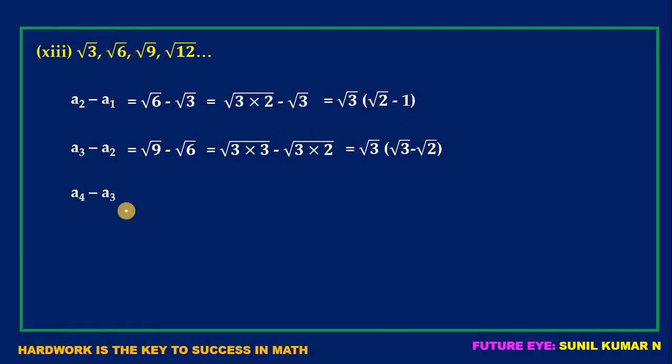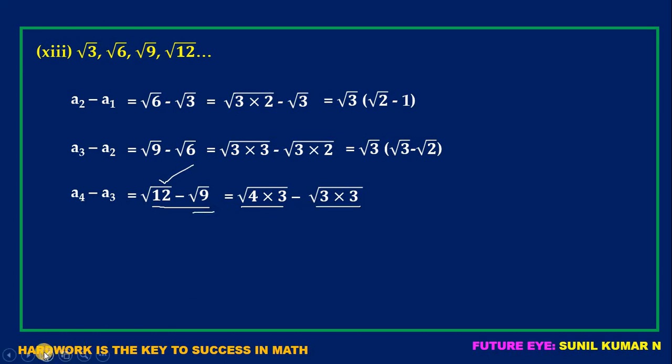Next, A4 minus A3. Values: root 12 minus root 9. Try yourself, children. Root 12 I can write as root 4 into 3, and root 9 I can write as root 3 into root 3. Now what can you take as a common factor, children? Again root 3 you can take as a common factor. As you take root 3 outside, here root 4 will be left out, isn't it?